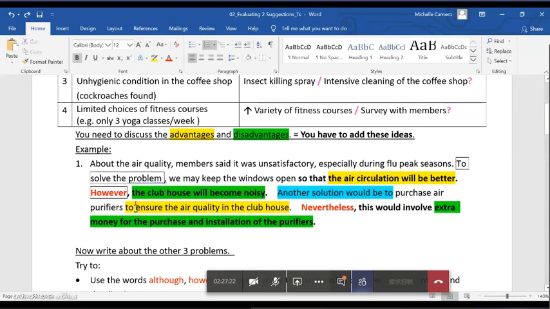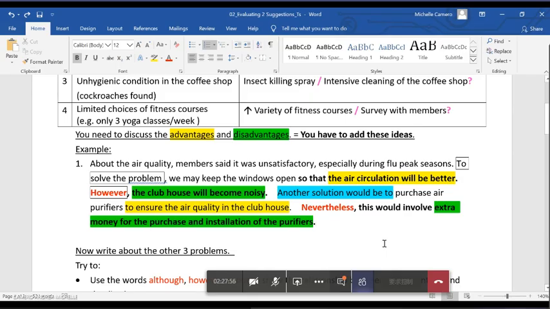Solution 2. The advantage is to ensure the air quality in the clubhouse. Nevertheless, this would involve extra money for the purchase and installation of the purifiers. Okay, so that's the disadvantage. Please remember that nevertheless can only be used with the disadvantage. And also notice here, remember on that last paper I talked about, you use involve with the disadvantage. So yeah, here's another example of the word involve being used with the disadvantage. Okay.